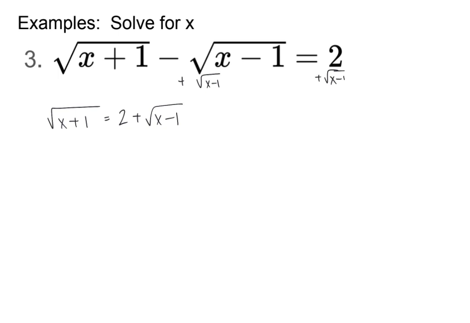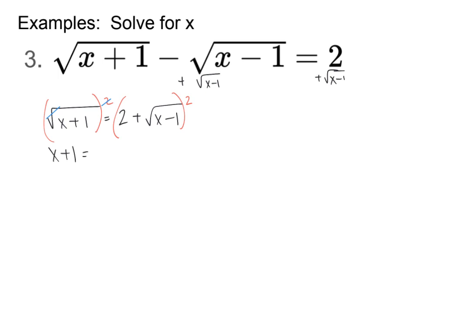All right, let's square both sides. So I'm going to square this side. Remember, you have to do the whole side. You can't just do little pieces when there's plus signs in there. So this square and square root would cancel out, and I'll be left with x plus 1 on the left. That's pretty awesome. The problem is here.